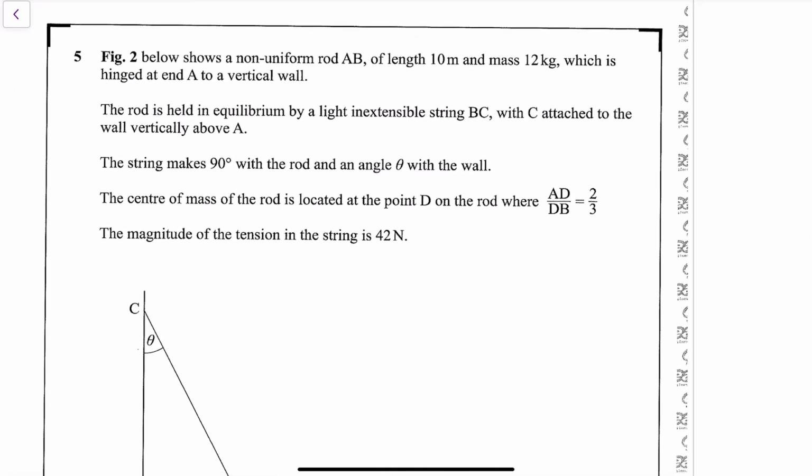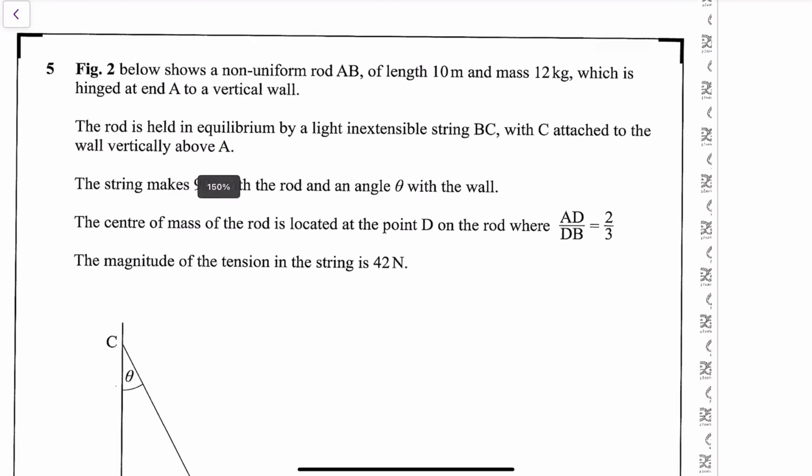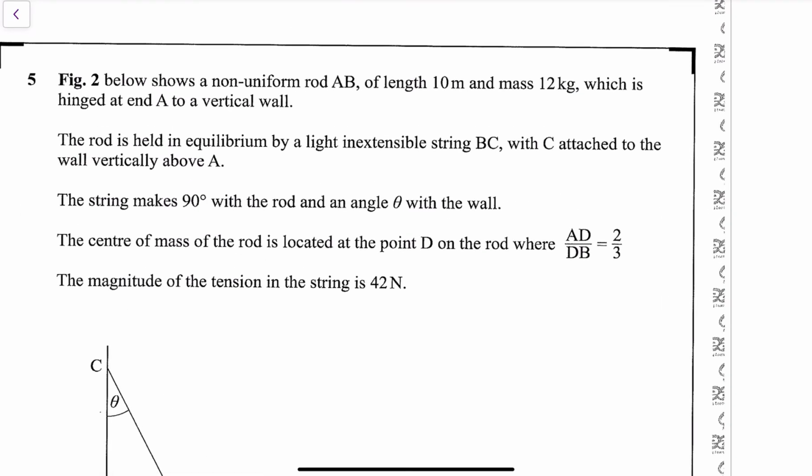Here we go. Right, we're on to, I think this is our last of our mechanics questions. Yep, it is tricky enough. Moments question. A lot of people came out, they did not like this one at all. It says, figure 2 below shows a non-uniform rod AB of length 10 and mass 12, which is hinged at end A to a vertical wall.